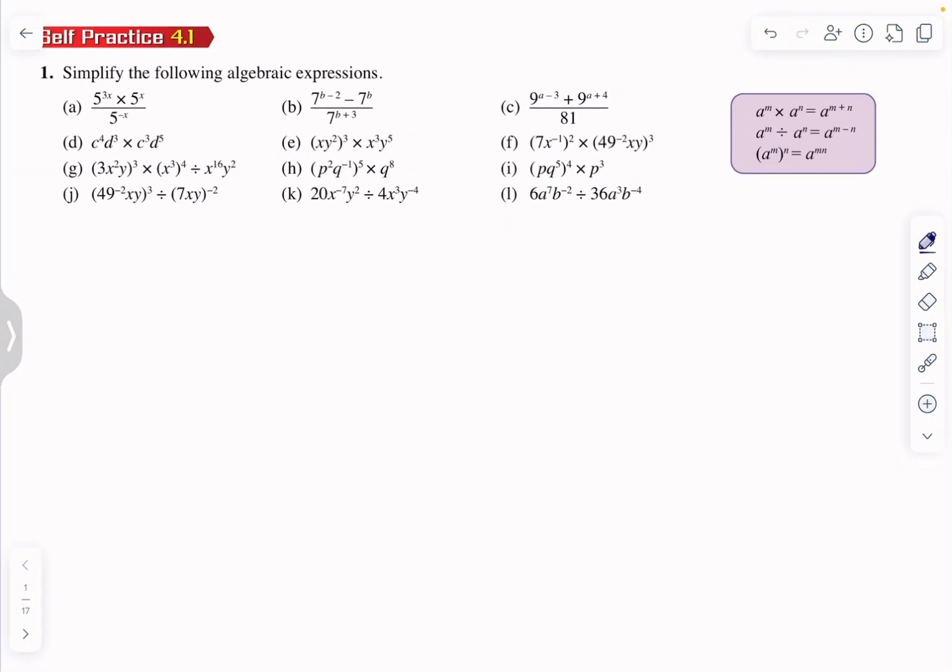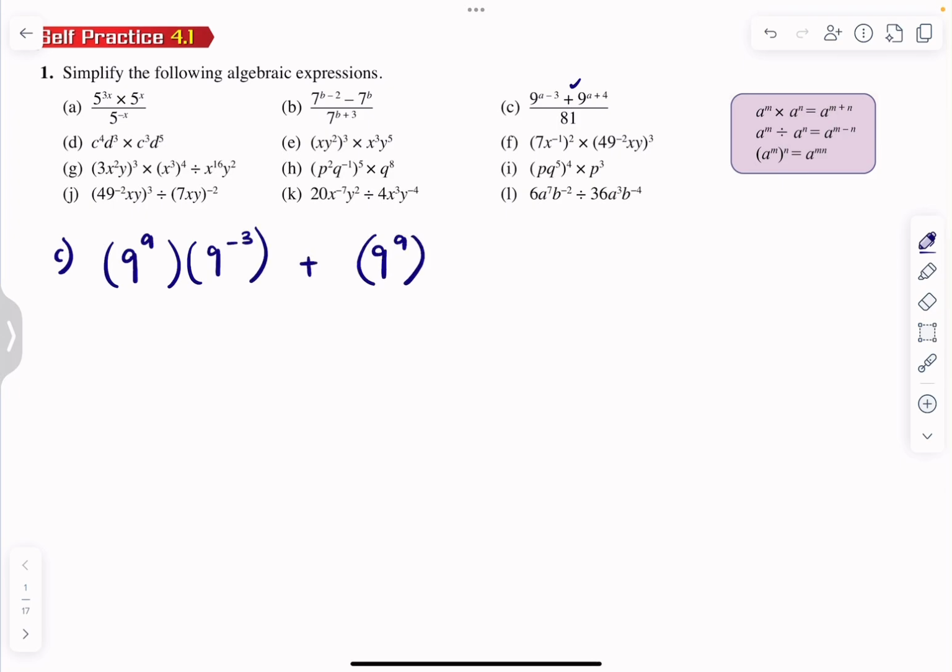Okay, let's look at C. C also we have plus. Plus means you have to separate the powers here. So we can say times 9 negative 3 plus 9a times 9 power 4 divide by 9 square. Okay, 81 is 9 square. We keep everything in the same base, easier.